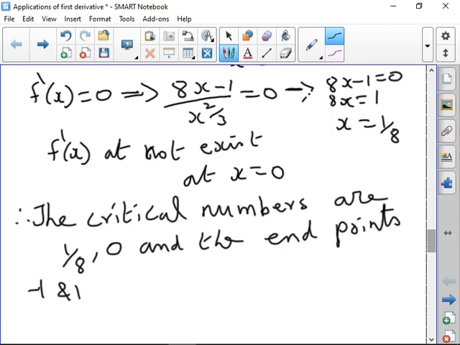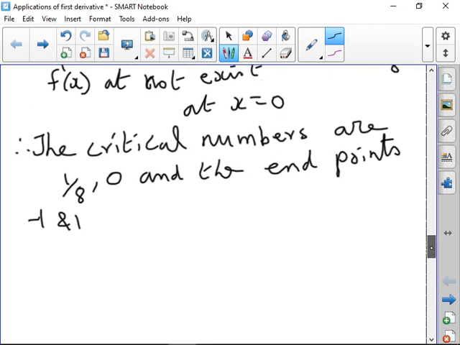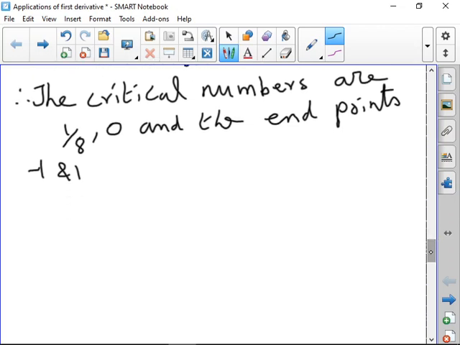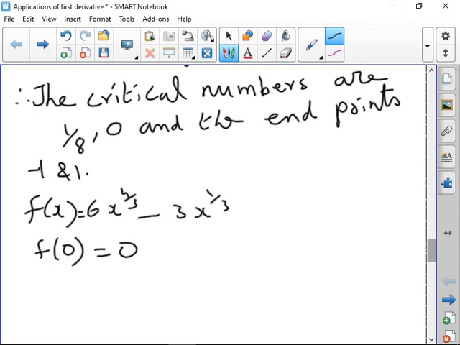So now we substitute everything in f of x. So, what is f of x? So, f of x is equal to 6 x power 4 by 3 minus 3 x power 1 by 3. So, now we have to substitute all this. Okay. So, what is f of 0? F of 0 is 0.